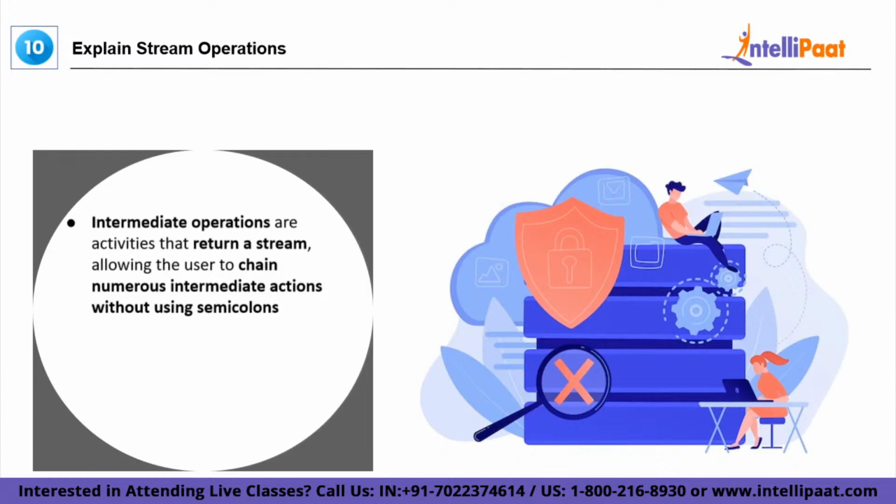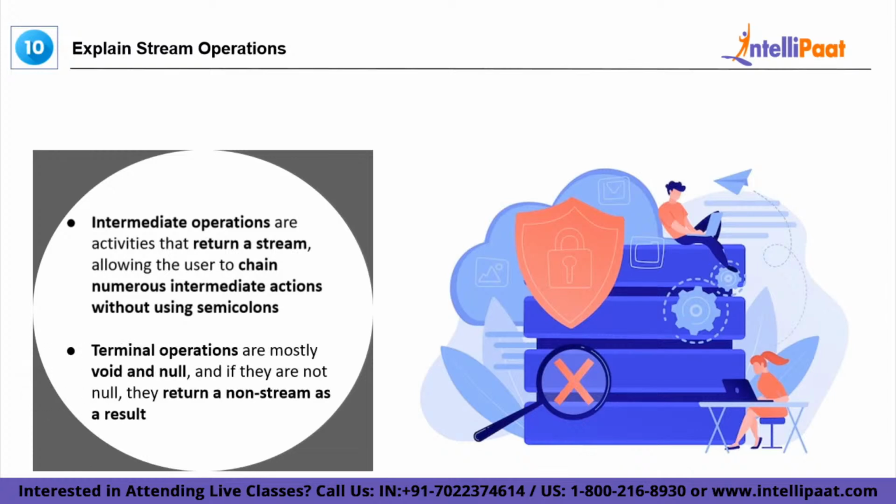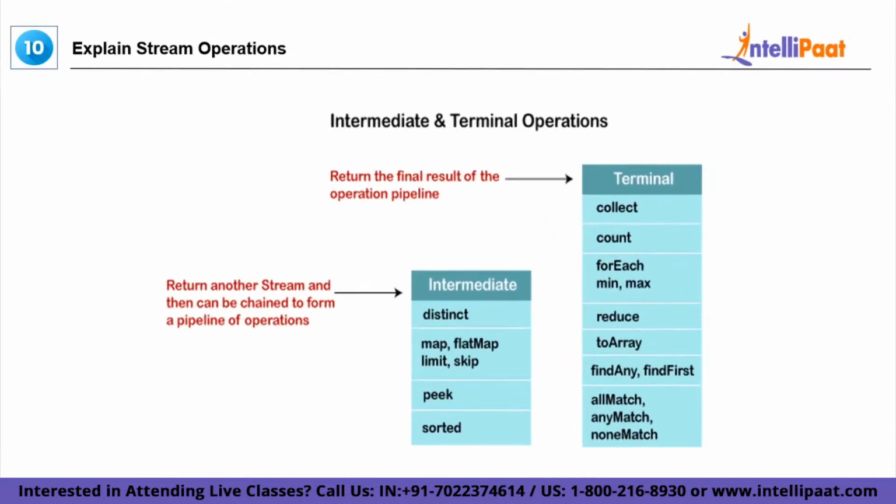Intermediate operations are basically the activities that return a stream, allowing the user to chain numerous intermediate actions without using any semicolon, as we do in other programming languages such as Scala, let's say. On the other hand, we have terminal operations. These are the operations that are mostly void and null, and if they are not null, they return a non-stream as a result. Have a look at these different functionalities involved in stream operations.